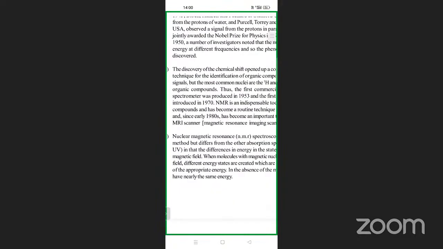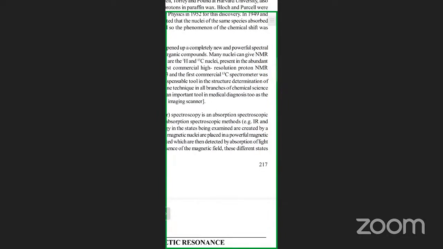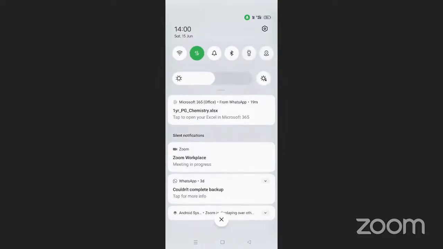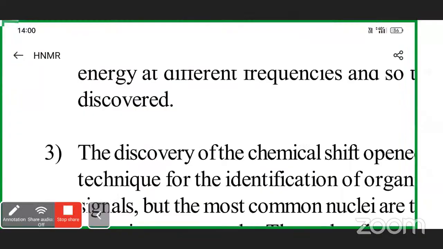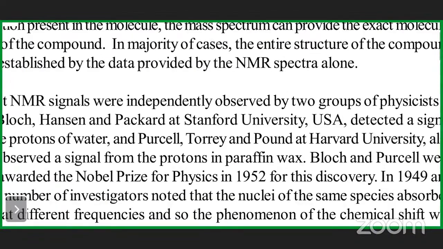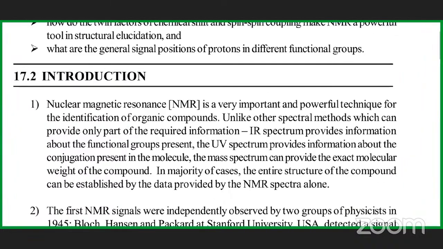Okay, so here is nuclear magnetic resonance spectroscopy. Generally, it is an absorption spectroscopy, as you know. So the spectra are absorption spectra and emission spectra. We have two types here: the absorption spectroscopy and the emission spectroscopy. In absorption, they absorb the energy. And in the emission spectra, they evolve the energy, like fluorescence, fluorometry, phosphorescence.